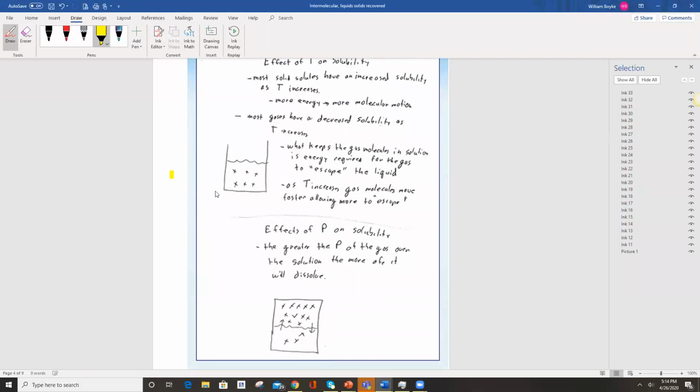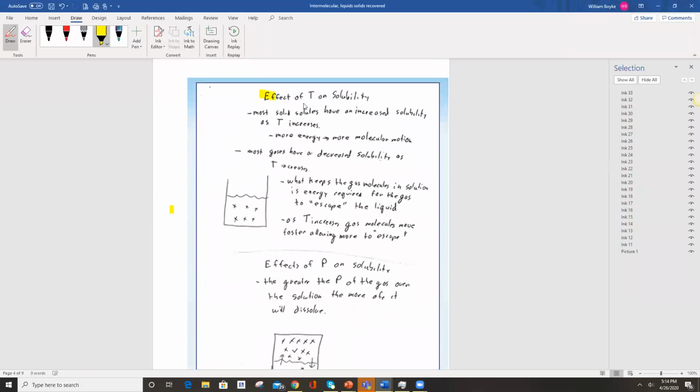I'll talk a little bit about the effect of temperature on solubility. For this, it really matters: are you a solid or a gas solute? Most solid solutes have an increased solubility as your temperature increases. And this kind of makes sense. You're familiar with this. You can dissolve more sugar in hot water than cold water. The rationale for that is the more energy you have, the more molecular motion, the easier it is for those solvent particles to dissolve those solute particles.